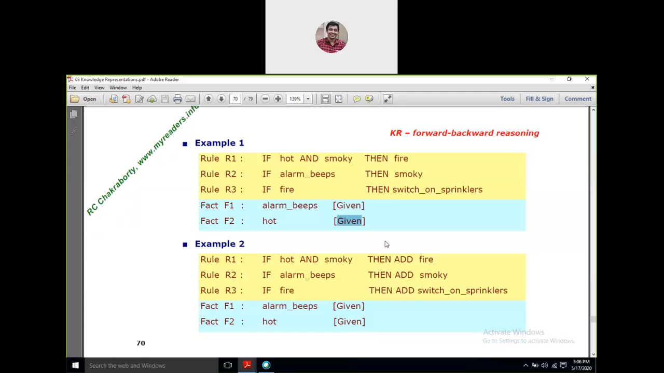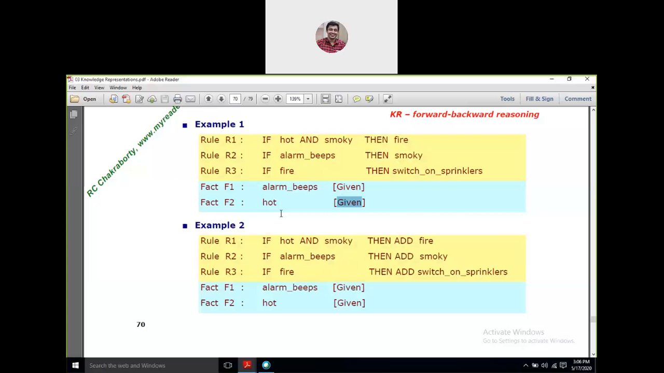Now, these are things that are given. The same thing, we are coming down here in the same example. If you see, the only difference between these two examples is that the rules are remaining the same. The facts are also the same. The only thing is that here we do have a premise and a conclusion, right? We do have a premise and we do have a conclusion out here.